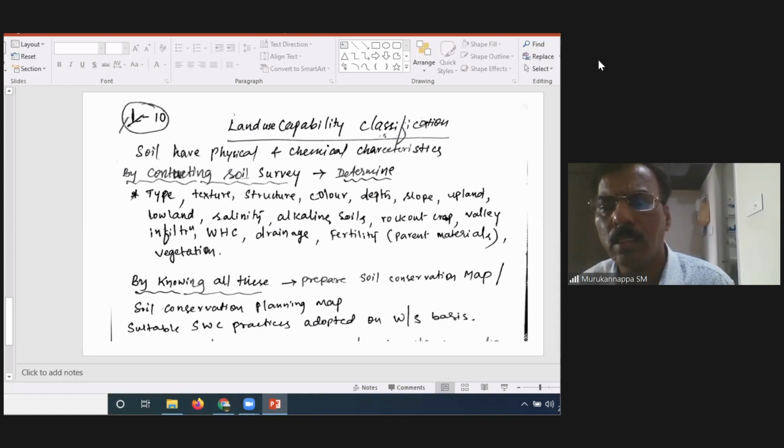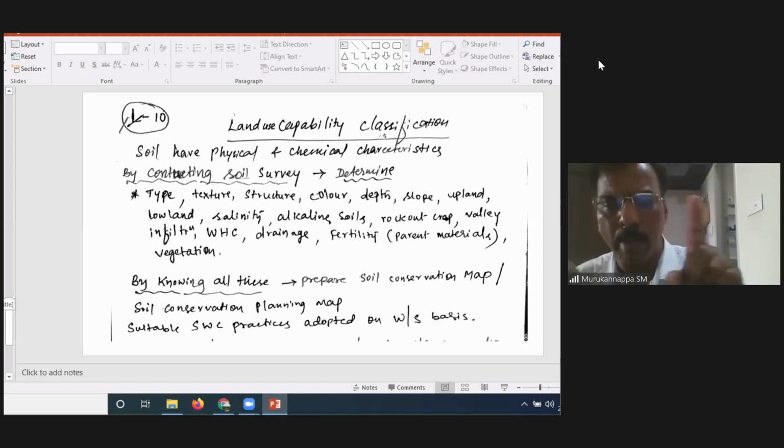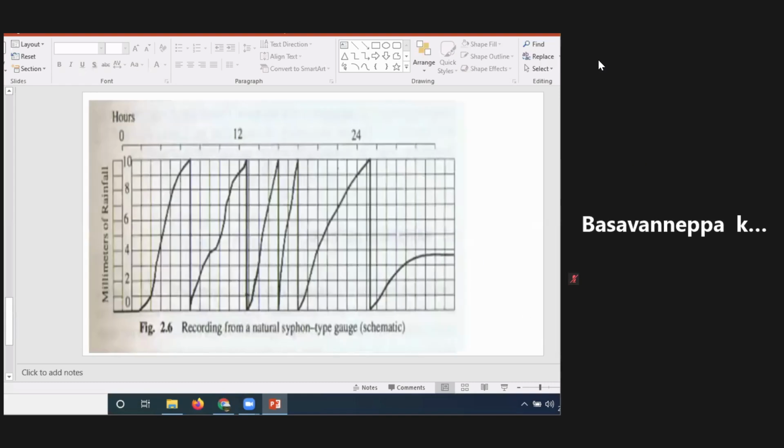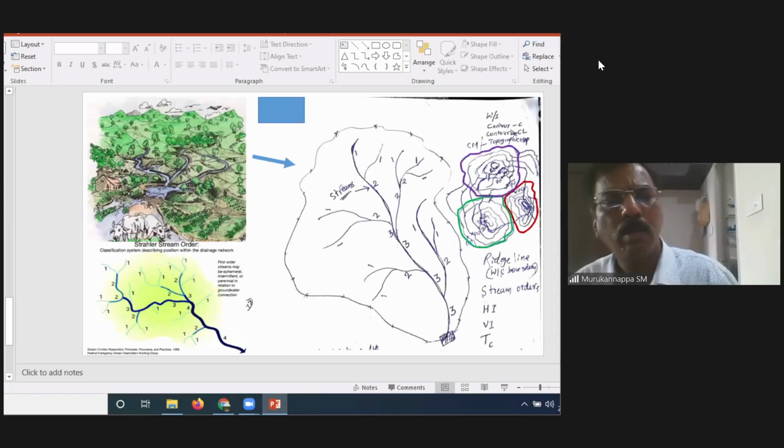Okay, is it clear, all of you? Yes, sir. Okay, next. We have to make the map. In that map, which map? Like this map. So in this, we have categorized this marking of what is that?